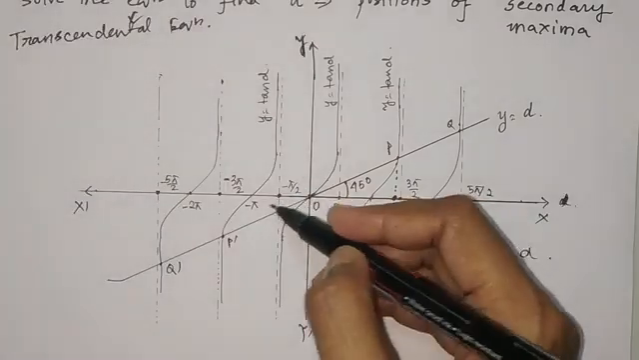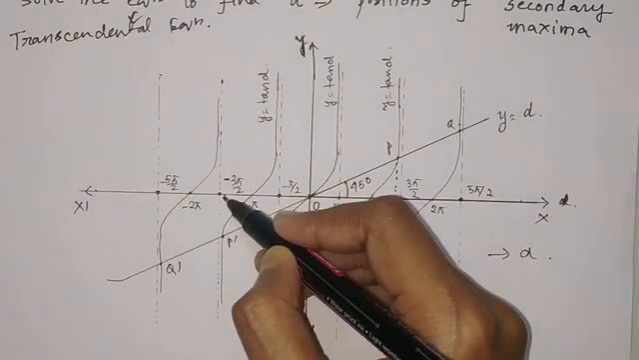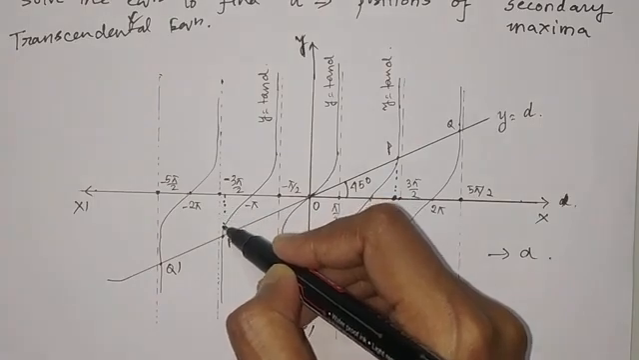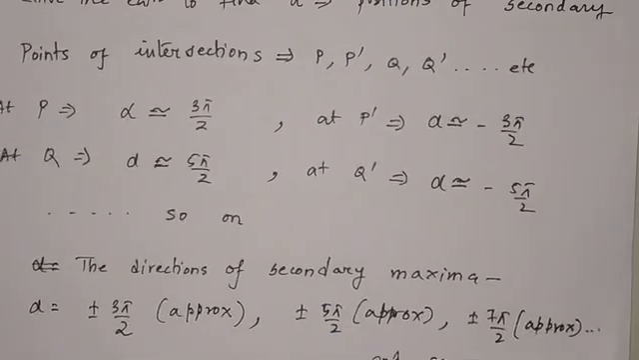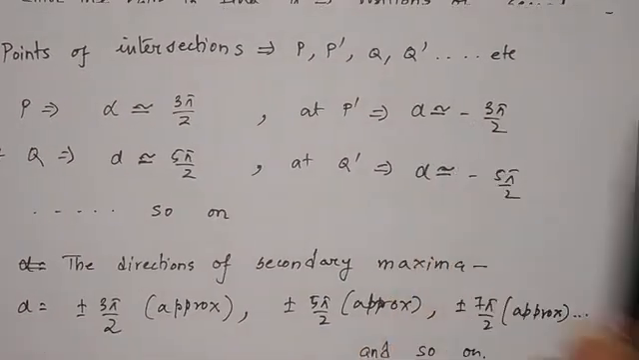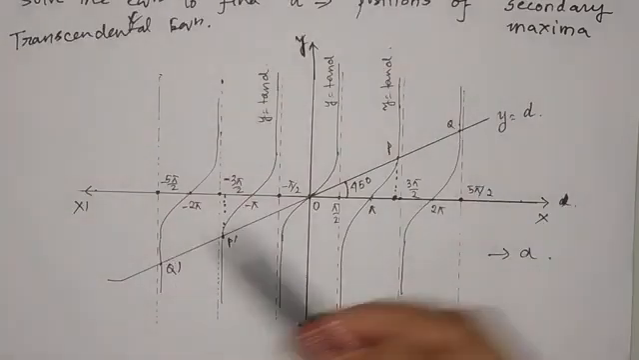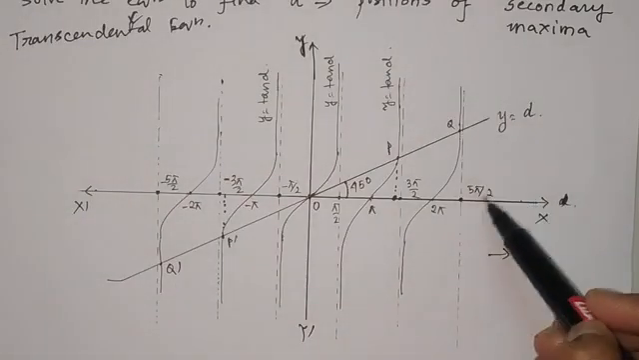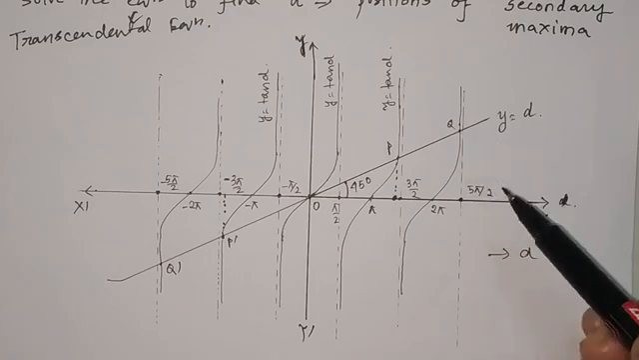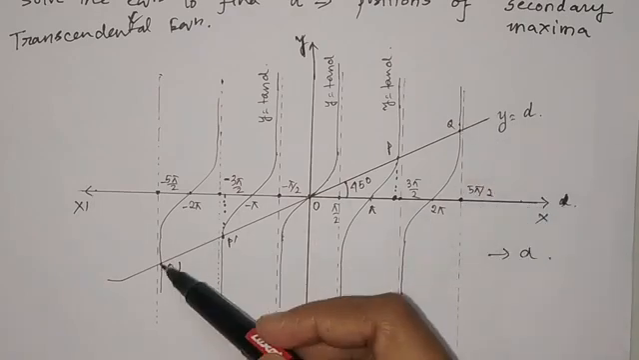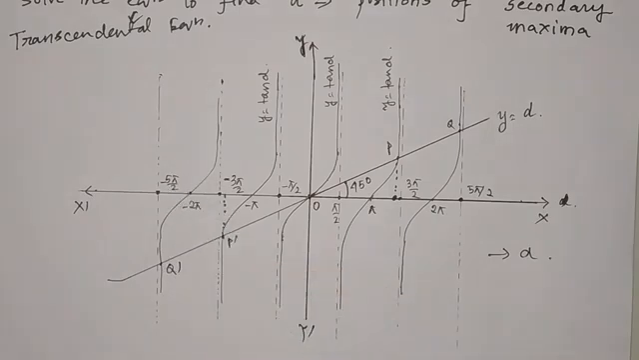And what about at P prime? At P prime, you see its value is slightly greater than minus 3 pi by 2, but it is not exactly equal to minus 3 pi by 2. So we can say that at P prime, alpha is approximately equal to minus 3 pi by 2. Similarly, at Q and Q prime, the value of alpha at Q is slightly less than 5 pi by 2, so we can say that at Q, alpha is approximately 5 pi by 2, and at Q prime, the value of alpha is slightly greater than minus 5 pi by 2, so it is approximately minus 5 pi by 2.